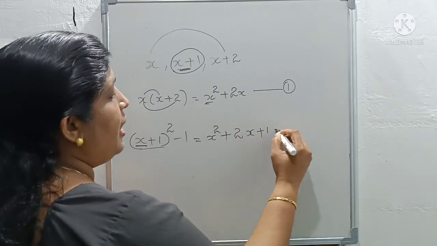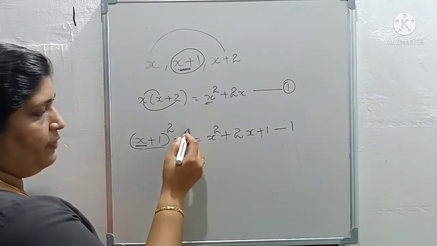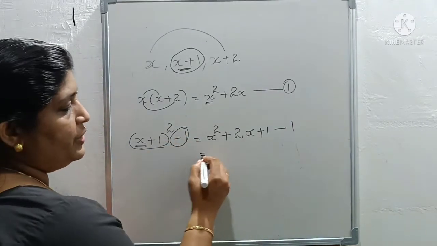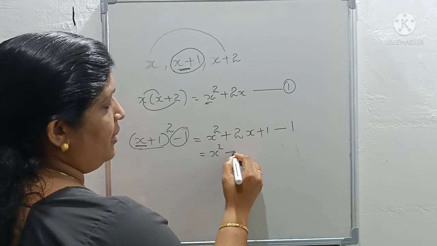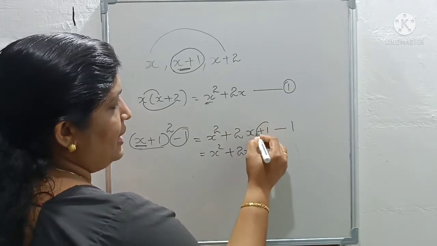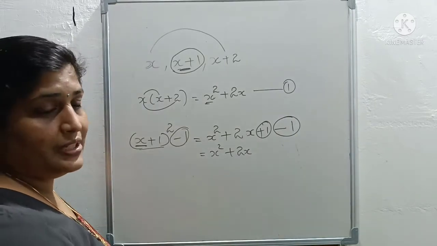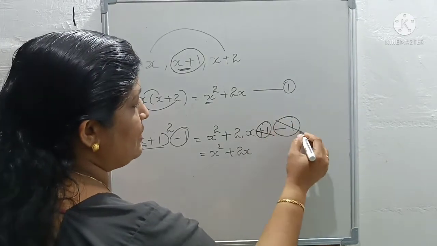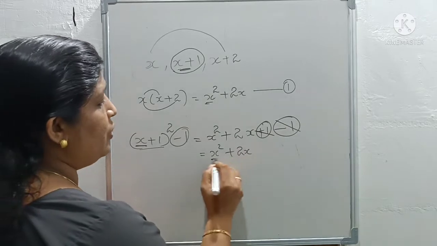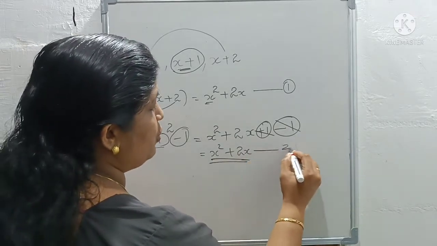And minus 1. Here we have a minus 1. So which is equal to x squared plus 2x. See, the same thing is added here, and then the very thing is subtracted from it. So that means this becomes 0. So here we have x squared plus 2x.